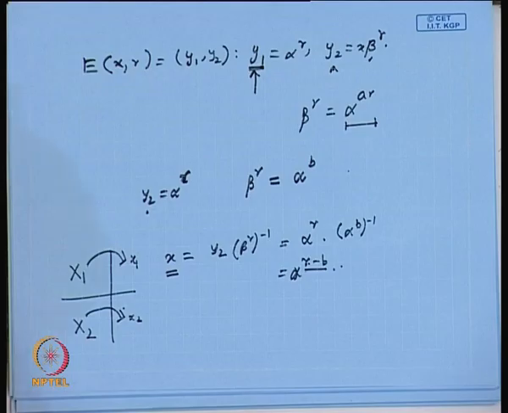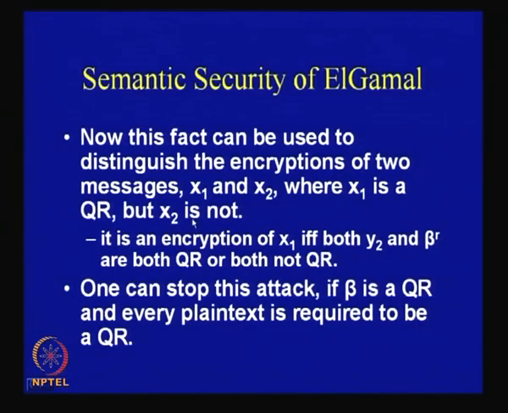So, summarizing, this fact can be used to distinguish the encryptions of two messages x1 and x2, where x1 is a quadratic residue but x2 is not. It is an encryption of x1 if and only if both y2 and beta power of r are both quadratic residues or both non-quadratic residues. So one can stop this attack if beta is a quadratic residue and every plain text is required to be a quadratic residue. So you see that some extra conditions need to be imposed to make ElGamal encryption semantically secure.